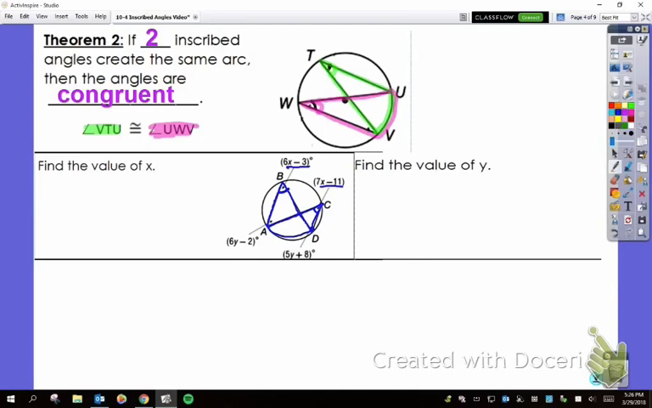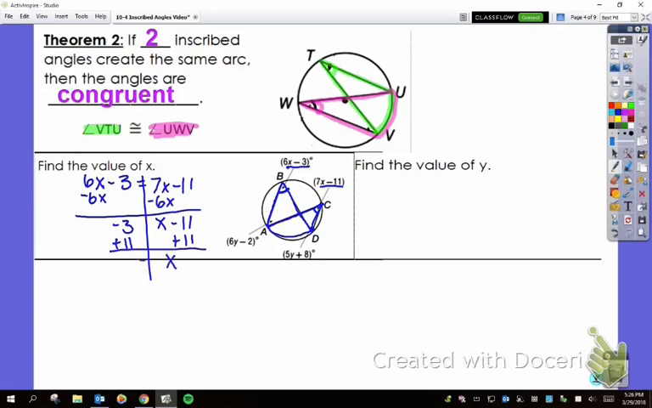So we would say 6x minus 3 equals 7x minus 11. And then we're just going to solve. I'm going to subtract 6x on both sides. Okay, we've got negative 3 equals x minus 11. Add 11, and you end up with x equals negative 3 plus 11, which is 8.